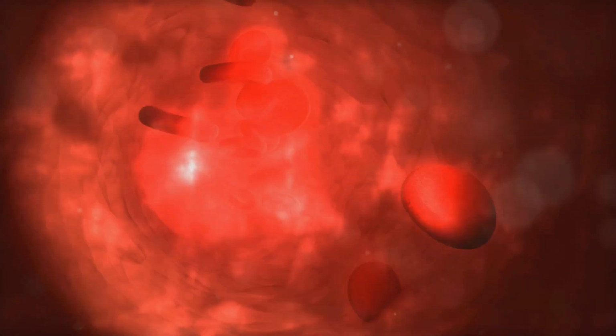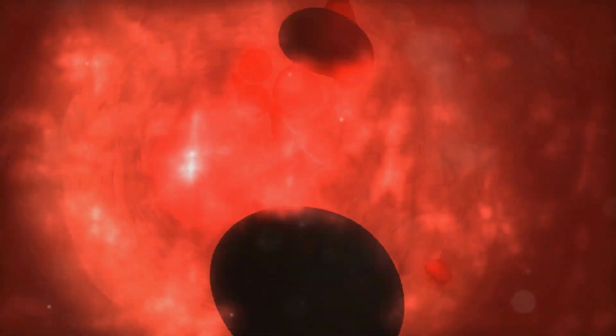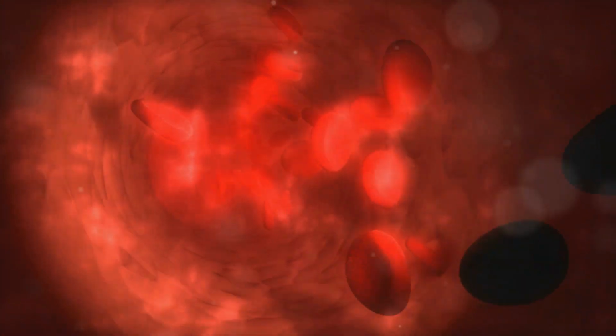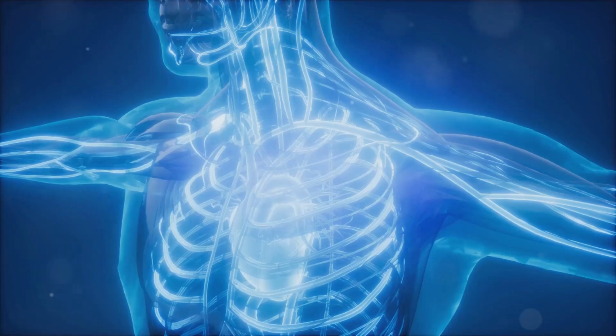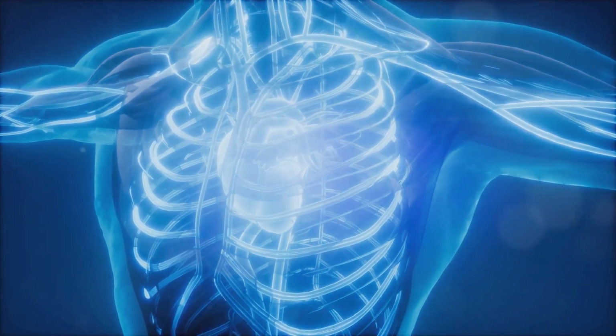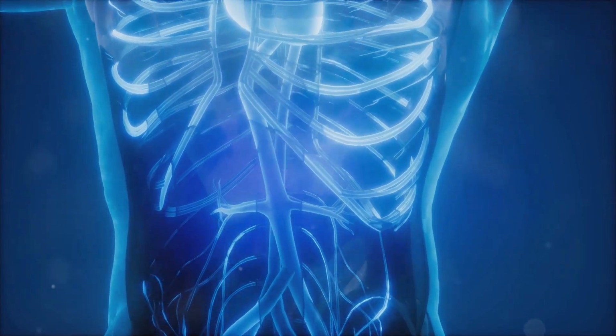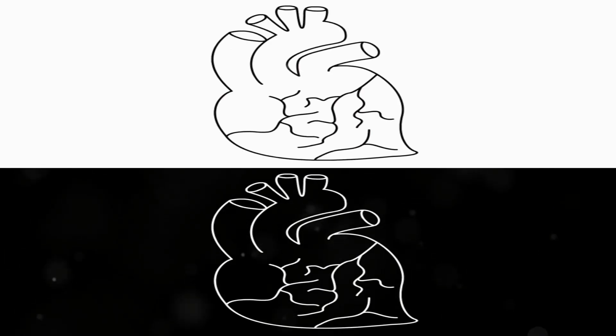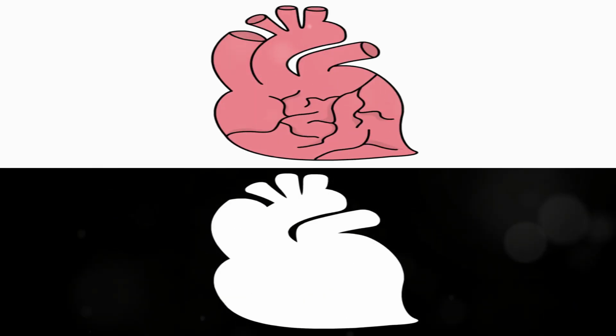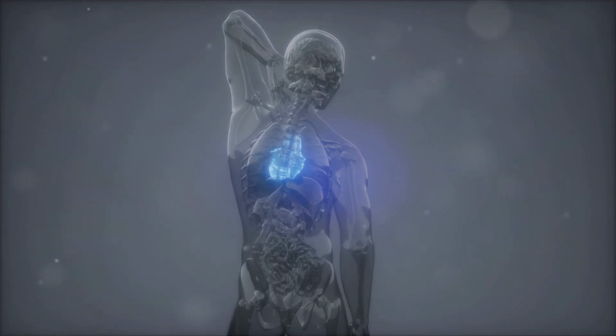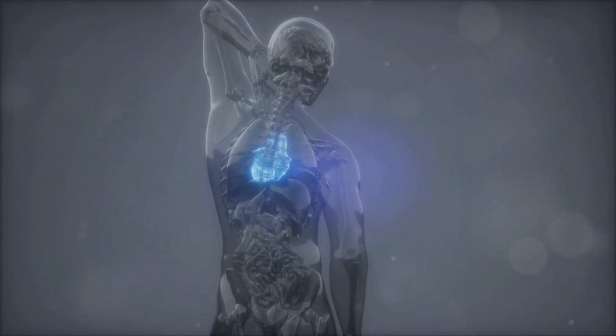The right atrium receives deoxygenated blood from the body via the superior and inferior vena cava. The right ventricle pumps deoxygenated blood to the lungs via the pulmonary artery for oxygenation. The left atrium receives oxygenated blood from the lungs via the pulmonary veins. The left ventricle pumps oxygenated blood to the body via the aorta.